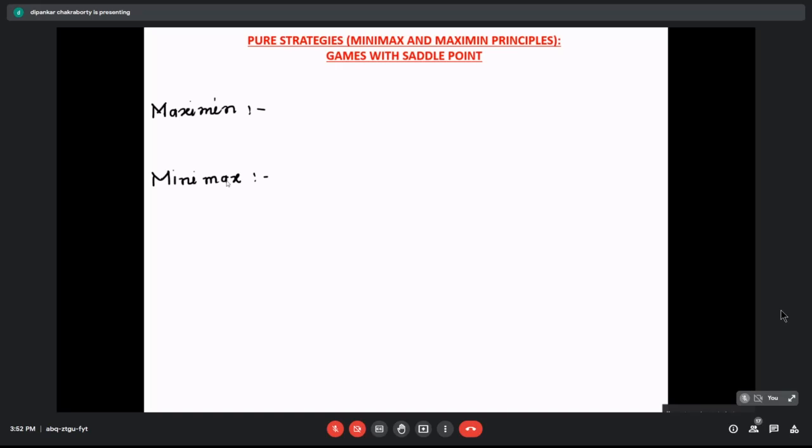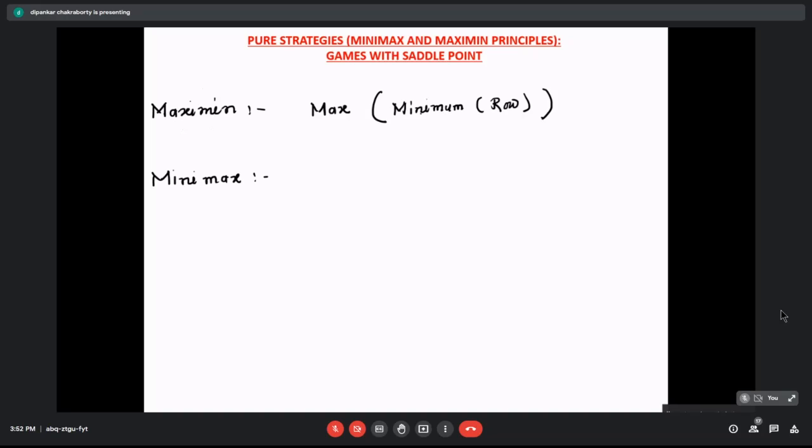Any idea? What A is going to do? First, A is going to take the minimum of the row, okay? And then try to take the maximum of that. And that's why it is called maximin.